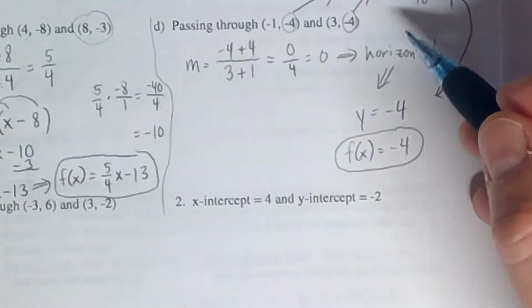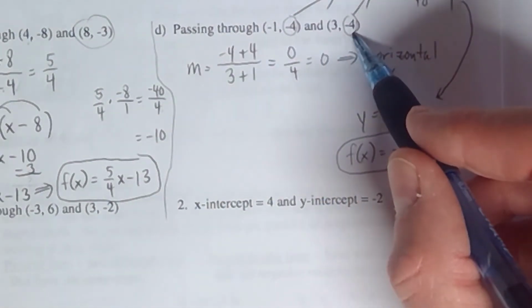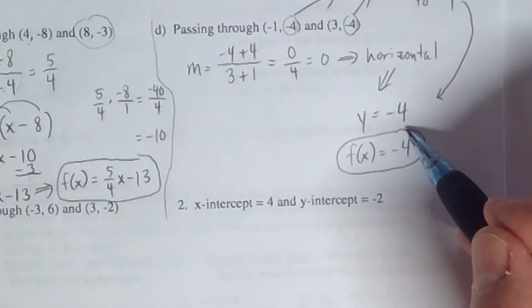When it's horizontal, all the y's are supposed to be the same, so you look for the common y value here, and then y is simply equal to that.